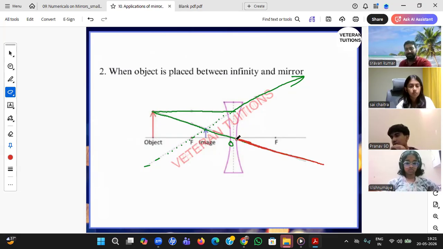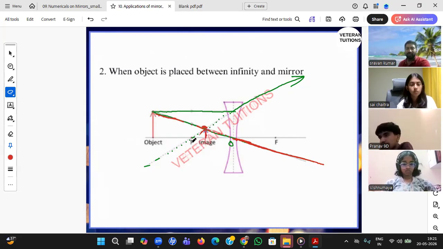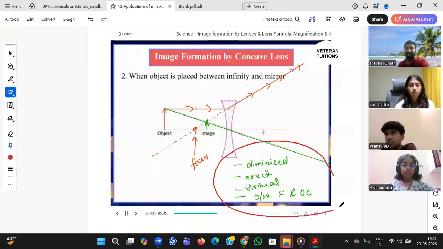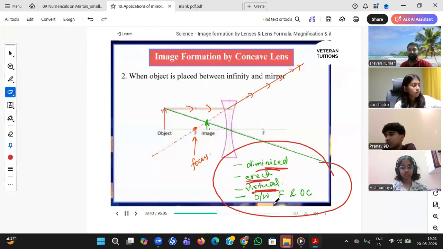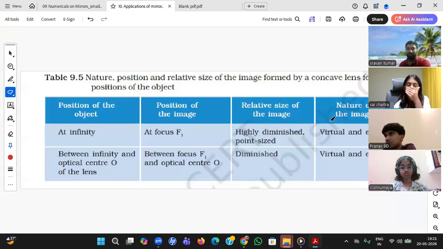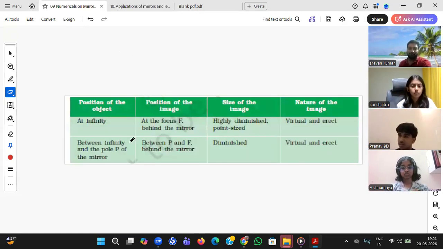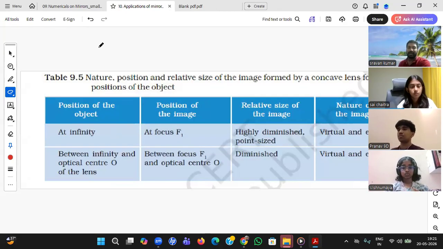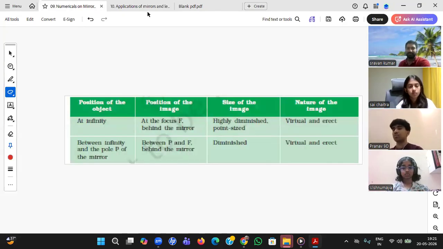But now can I extend backside? Yes, I can extend backside. Where is intersection happening? Here. Where is the light coming from? Arrow, arrow, like this. So here also you can see the image is formed between focus and optical center, and these are the characteristics. We have intersected the dotted lines, so virtual. If virtual comes, erect comes, and it is diminished, and between focus and optical center perfectly. You see these two and these two are a perfect match. Convex mirror and concave lens are a perfect match like this, student.